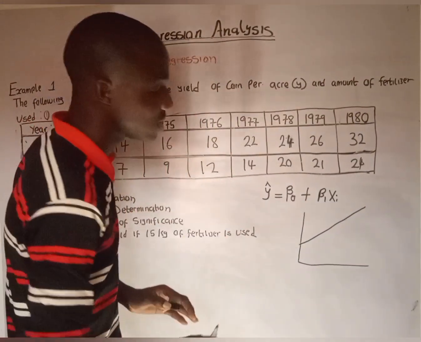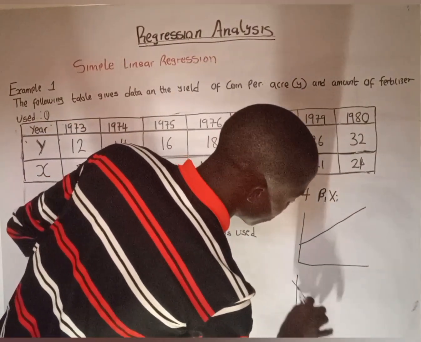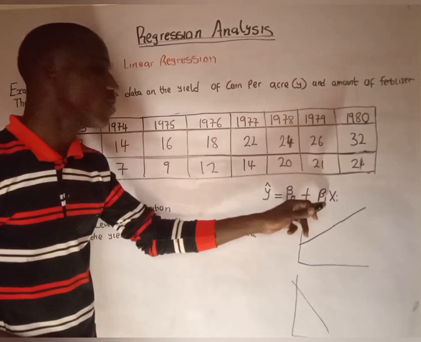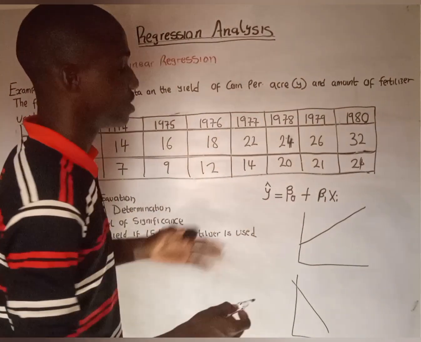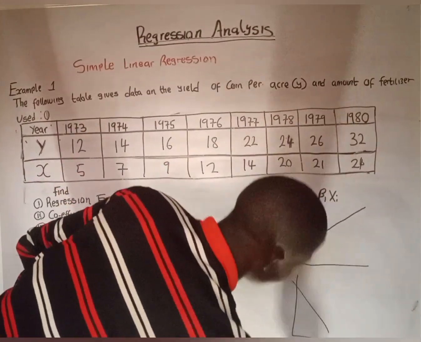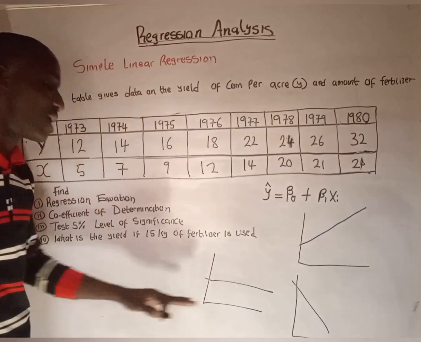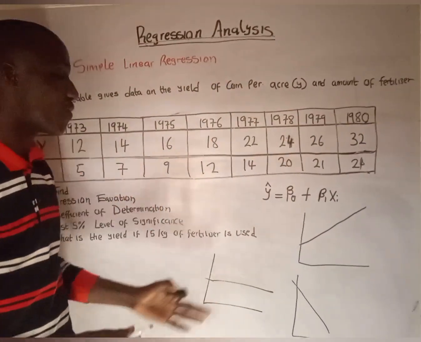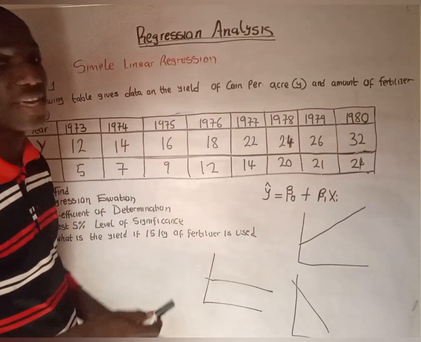But if our slope is negative, the regression line will slope downward. And if the value of our slope is zero, that is, there is no linear relationship, we are going to have a horizontal line. Therefore, the slope tells us how the regression line will look.